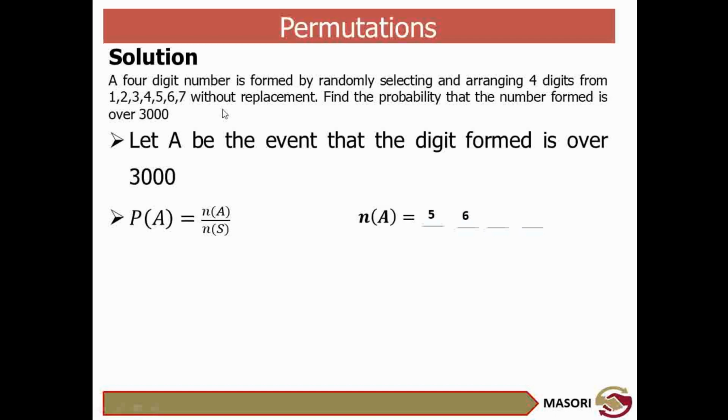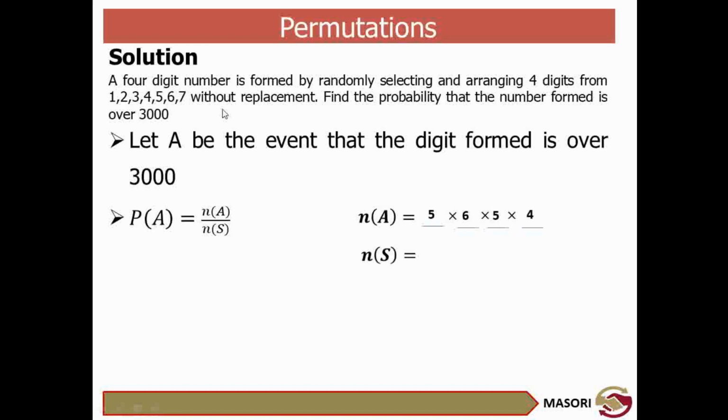So we have now, next will be 6. The other digit will be picked out of the remaining 5. The other digit will be picked out of the remaining 4. Then we multiply these numbers to get the number of ways of picking a number that is over 3,000.